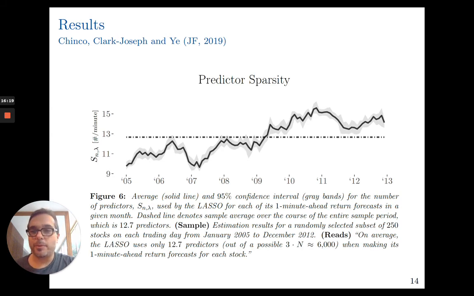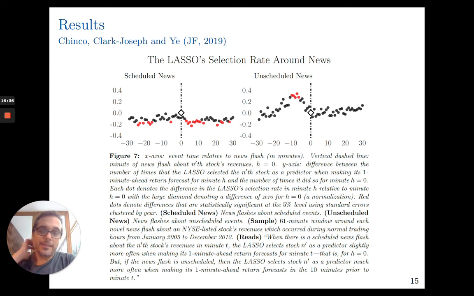And this is the predictor sparsity. So sparsity is stronger in the beginning of the sample and getting less, the model is less restrictive by the end of the sample. Okay? And this is, I think, a nice picture. Okay?